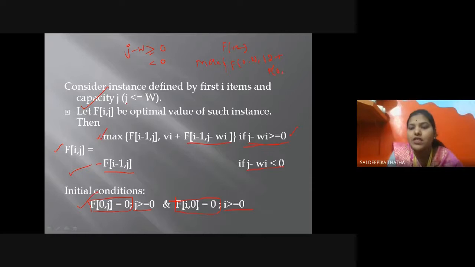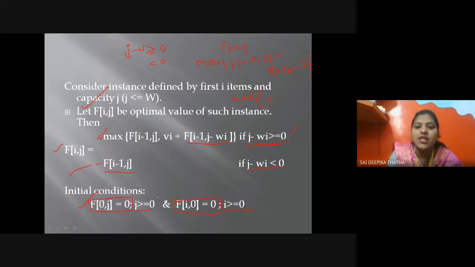And what is my j value? It is going to be 2. 2 minus wi, it is also going to be 2. So it will become 0. Now I need to find the maximum of that value. So maximum of f of 0 comma 2 is nothing but it is going to be 0.